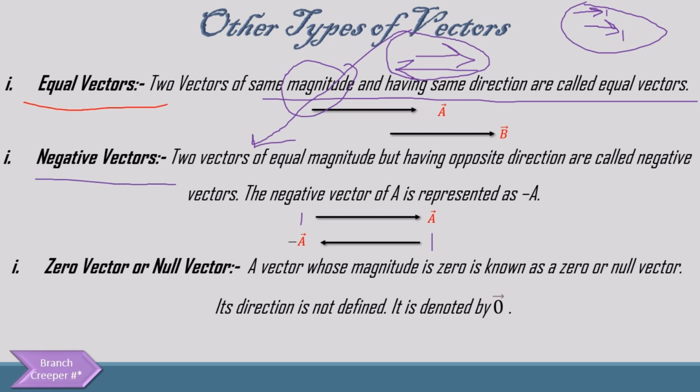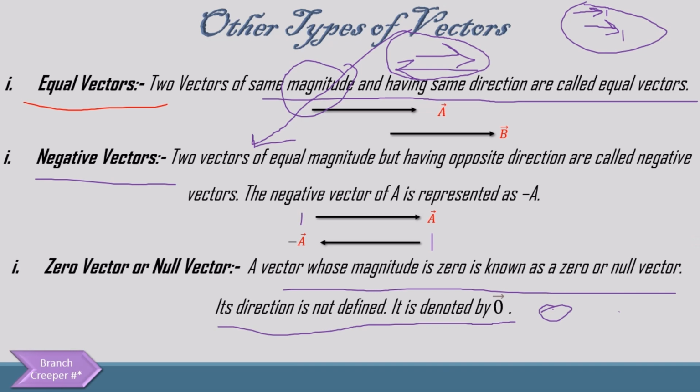Now zero vector or null vector. A vector whose magnitude is 0 is known as a zero vector or null vector, and its direction is not defined. It is denoted by 0. Basically we can consider a point as the zero vector, and its direction cannot be defined, because for a point we cannot consider any direction, since a point is the simplest measurement. After a point we come to a line, and after lines we come to two-dimensional figures. A point is 0 dimension, a line is 1 dimension, rectangles, squares, circles are 2 dimensions, and 3 dimension is a cube. So we cannot define the direction of a 0 dimension object, which is just a point.